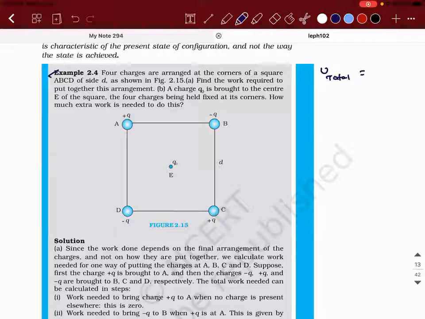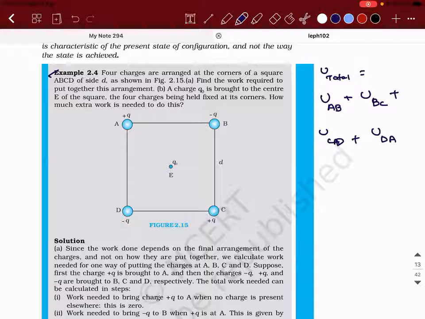Can I say this total potential energy is the sum of the potential energy existing between the points A and B, plus the potential energy existing between the points B and C, plus the potential energy existing between the points C and D, plus the potential energy existing between the points D and A. How many terms are there? 4.